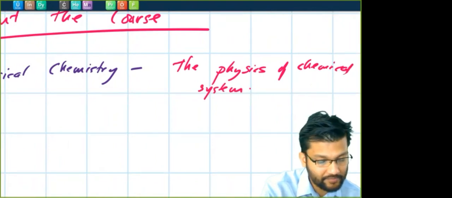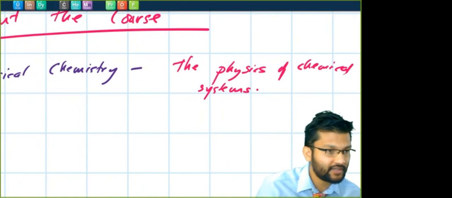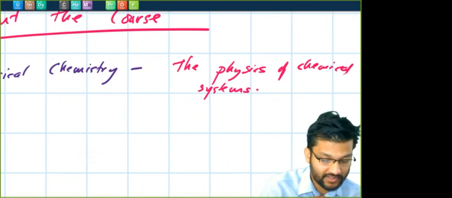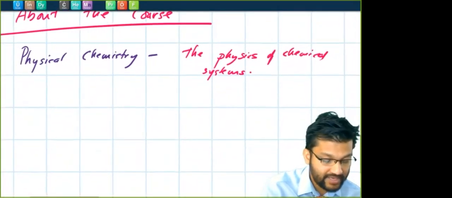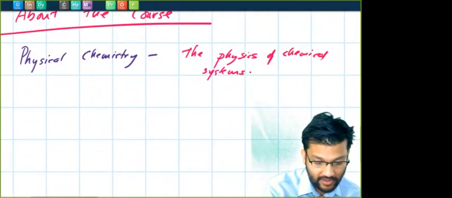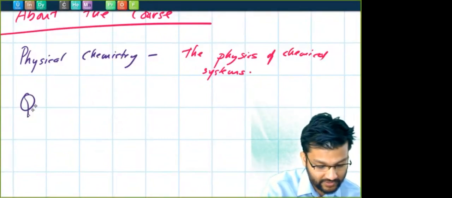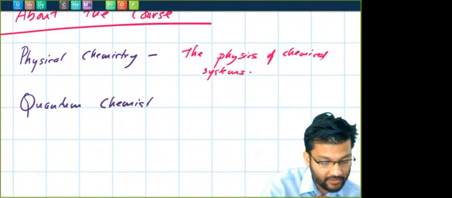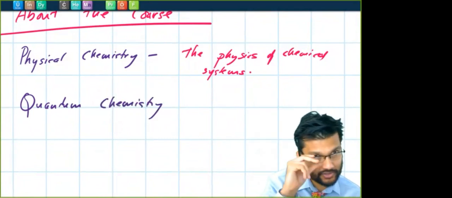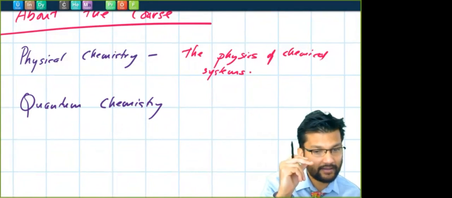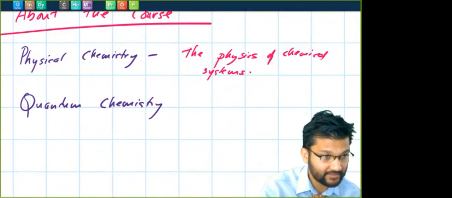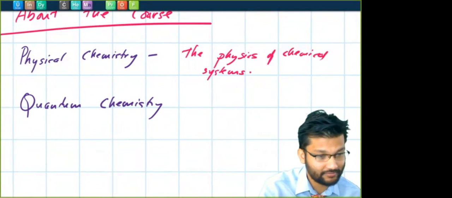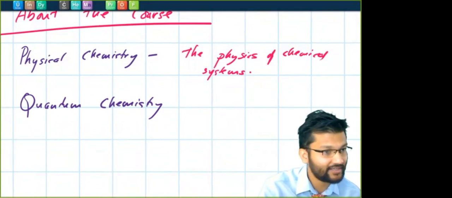And if I'm not mistaken, many of you have done PChem 1 that focuses on thermodynamics. PChem 2 focuses on quantum chemistry. And the other major area of physical chemistry is statistical mechanics, or StatMech, which we don't teach at an undergraduate level because it's hella complicated.